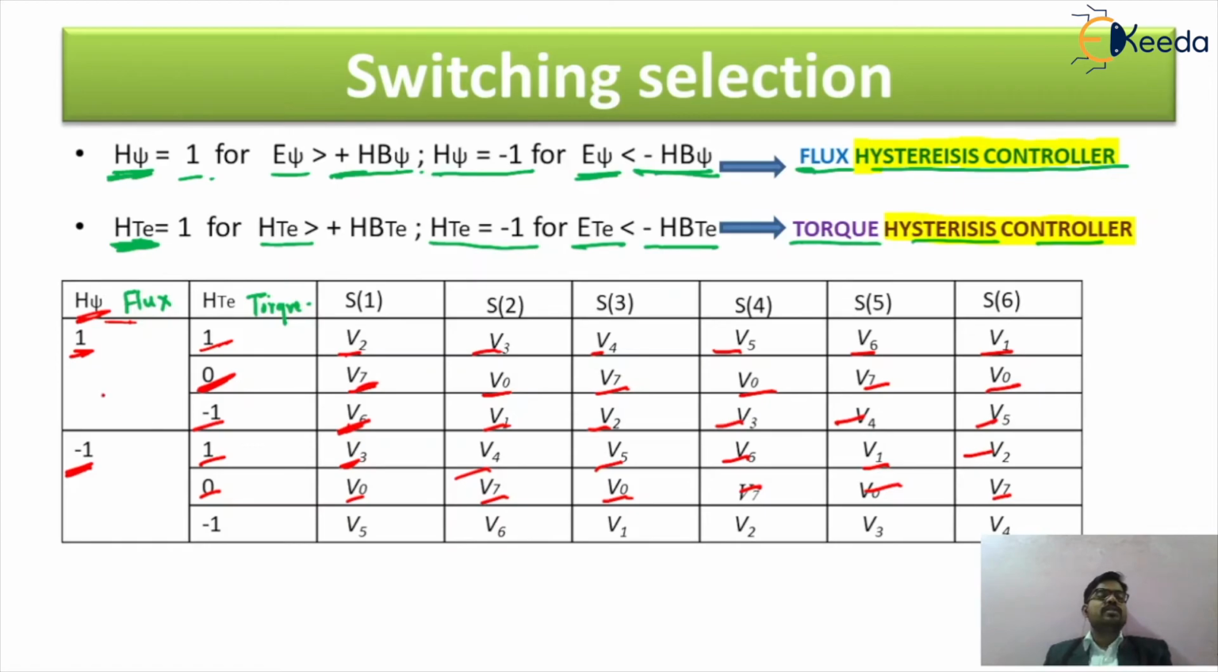Suppose the value of Hψ is -1 and HTE is -1. Then we get the switching selection for switches S1, S2, S3, S4, S5 and S6 as V5, V6, V1, V2, V3 and V4. So this is the switching selection of the direct torque control scheme of your induction motor.